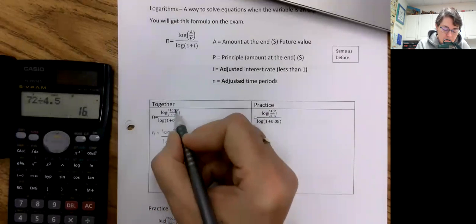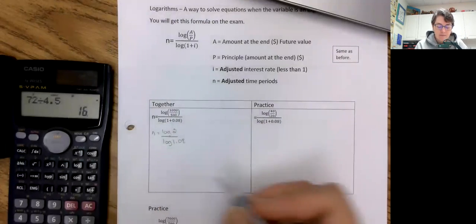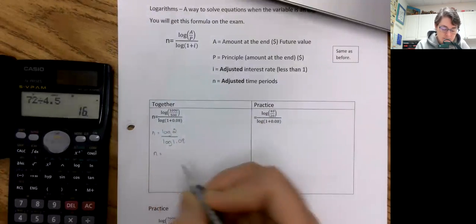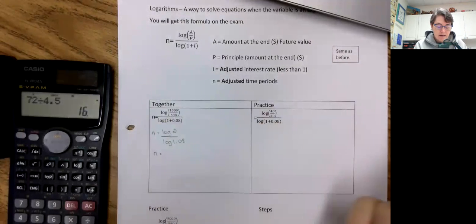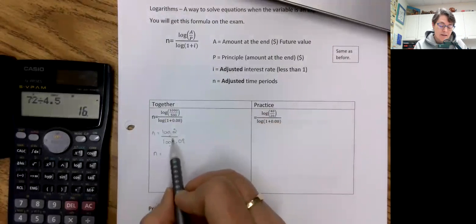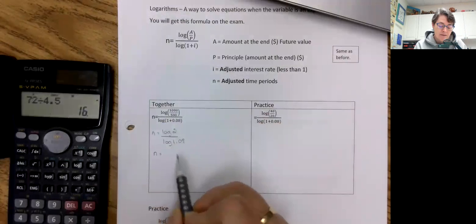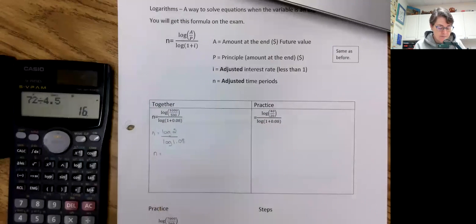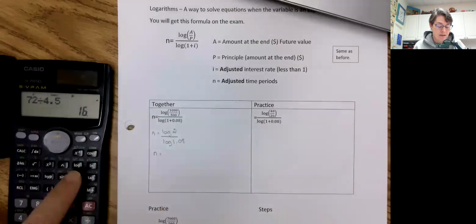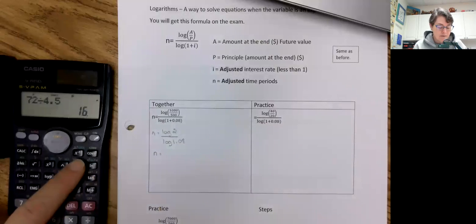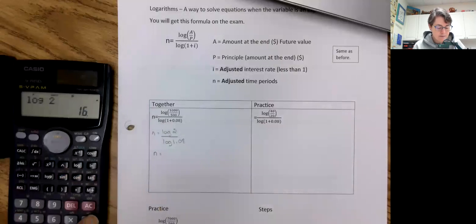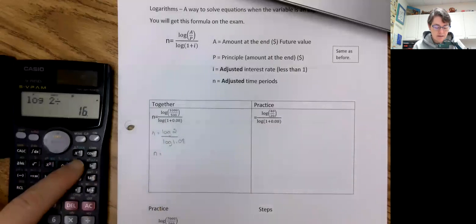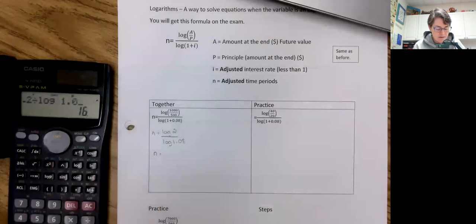So put those together. I think we can do this all in one step. We're going to take the logarithm of 2 divided by the logarithm of 1.08. On your calculator, you should have a logarithm button, and I have one that's written right there. So I'm going to go log 2 divided by log 1.08.